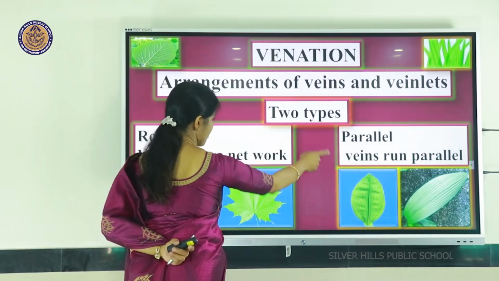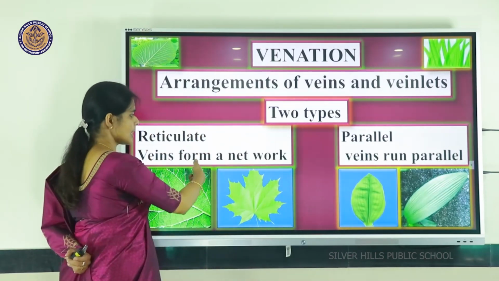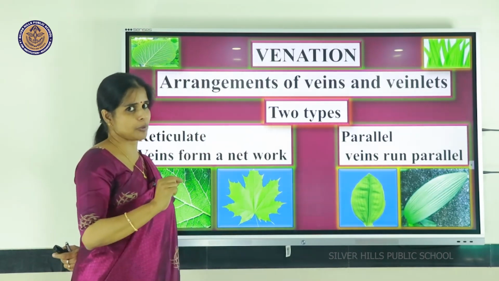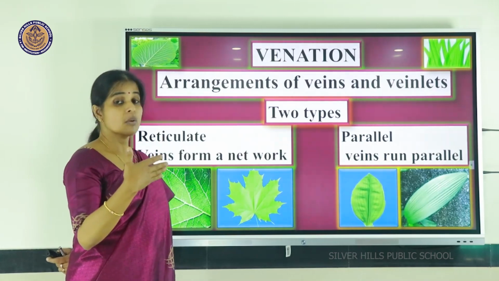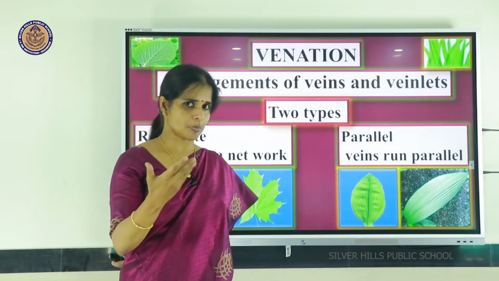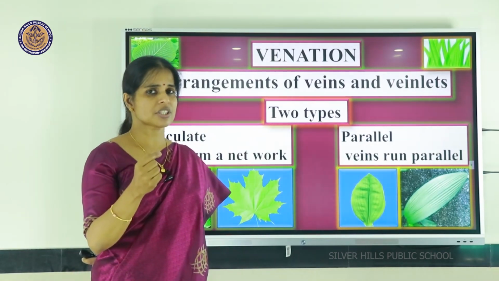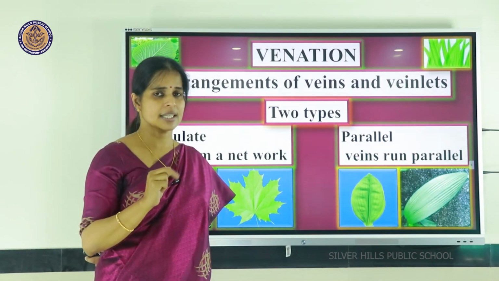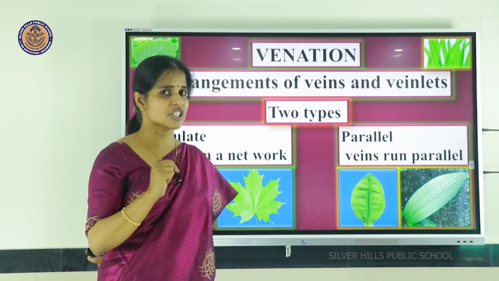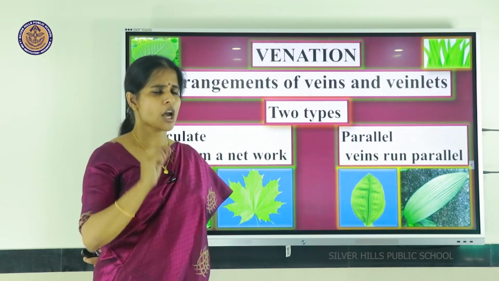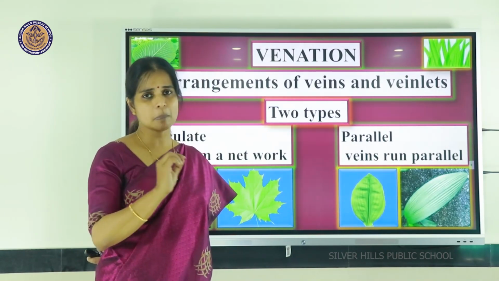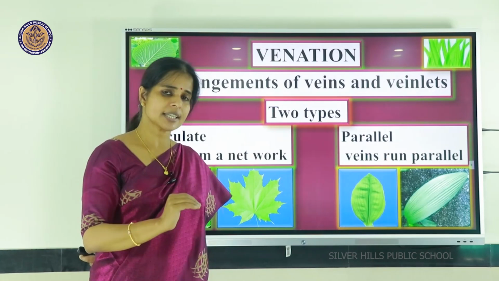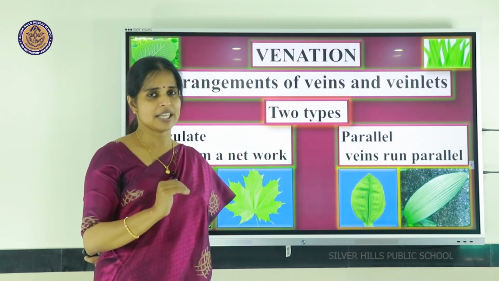Parallel venation is common in monocot plants and reticulate venation is common in dicot plants. While distinguishing dicot and monocot plants, the first distinguishing feature is the cotyledons. The second important characteristic feature is that all monocot plants have parallel venation, whereas all dicot plants have reticulate venation.